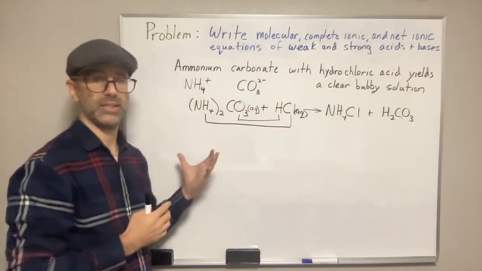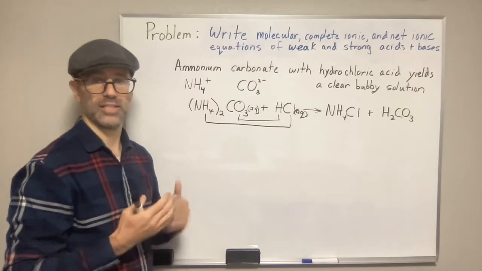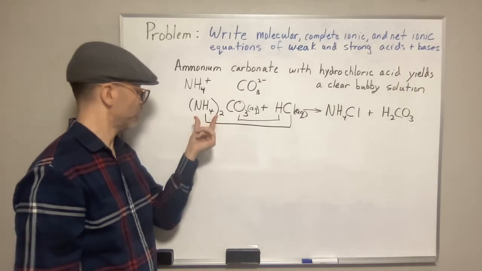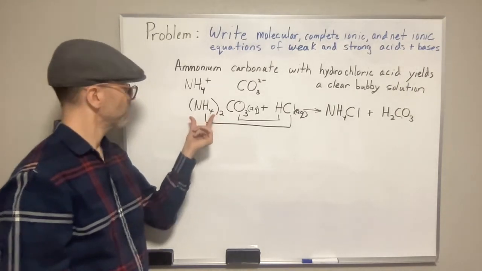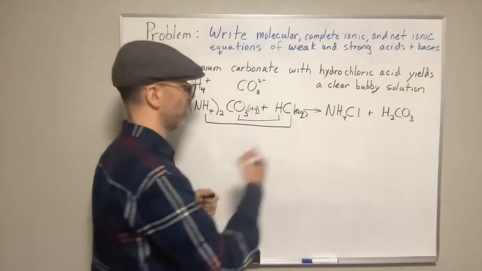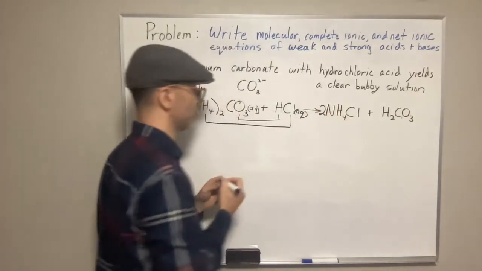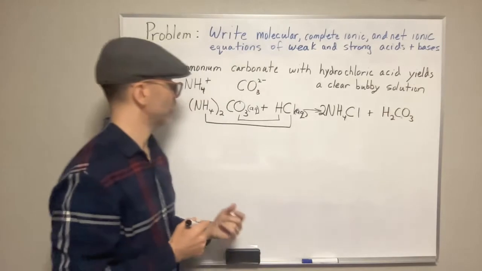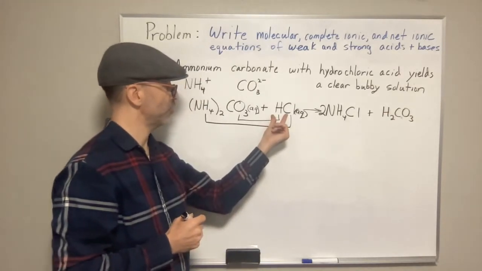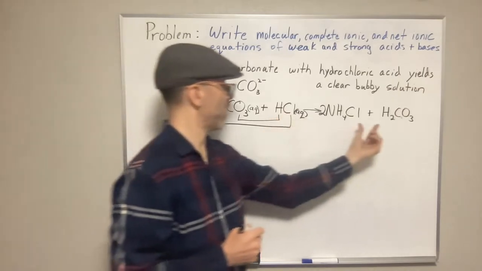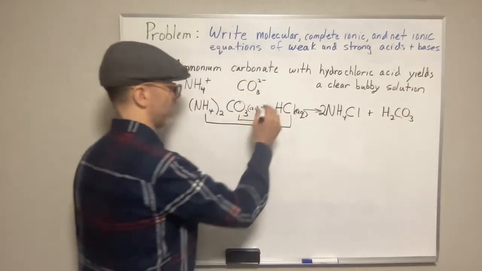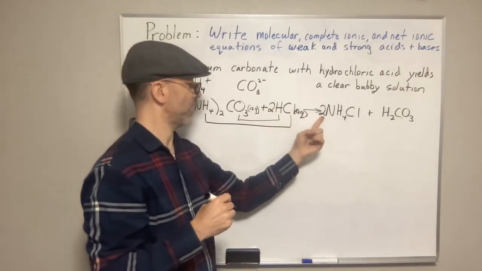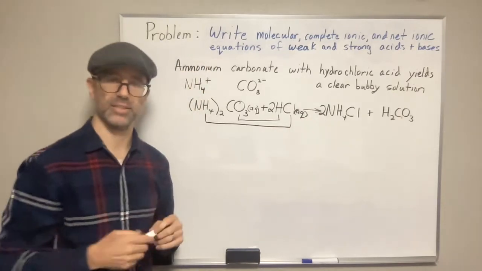So now all we need to do is balance the equation and write the states of matter. So here we have two ammonium ions. And here we only have one ammonium ion. So we're going to have to put a 2 here, 2 coefficient. Here we have one carbonate, and we have one carbonate there. That's good. Here we have one hydrogen, but here we have two hydrogens. So we're going to need to put a 2 there. And now we have two chloride ions and we have two chloride ions. So now we have our balanced equation.